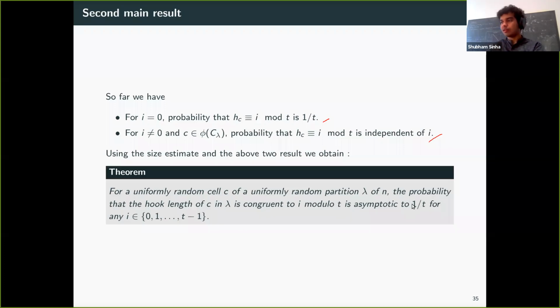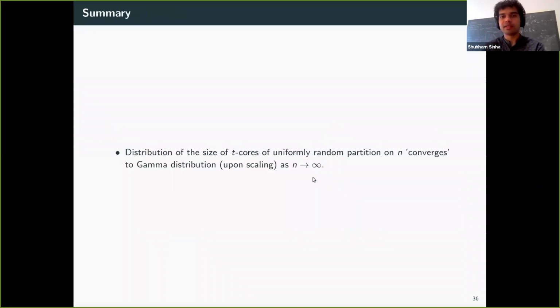So this is the end of my talk, and I'll just try to summarize what we have done and what to take away from this talk. So first thing is that this is something which I didn't cover in much detail, but we showed asymptotics of the distribution of the size of t-cores of a uniformly random partition on P_n, sorry, this should be P_n, where the distribution converges to a gamma distribution as n goes to large enough, and this is obviously up to scaling.